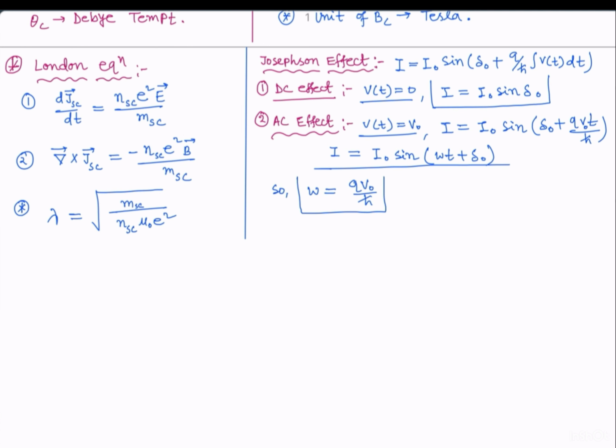Also remember this, the charge Q is always 2e, because this is the charge of a Cooper pair, and a Cooper pair is basically formed by two electrons. So Q is 2e, and we also write omega equal to 2e V0 by h-bar.